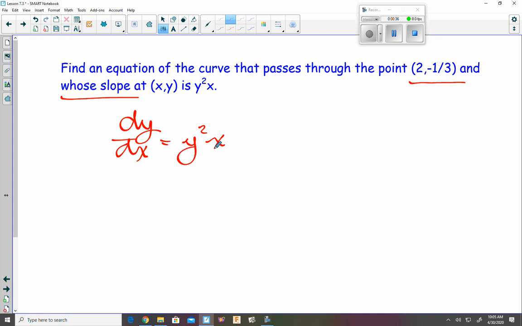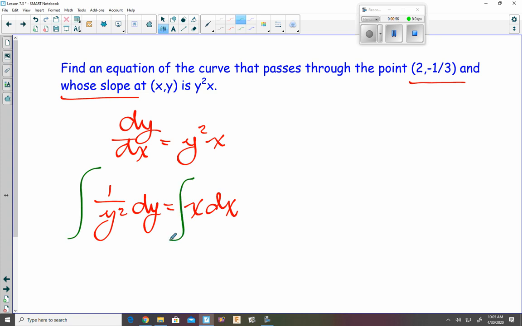So we're told that the slope, that is dy/dx, is y squared times x. So if we separate that, as we've been doing, we have 1 over y squared dy equals x dx. And so we need to then anti-differentiate both of those. We might want to think of this as being a y to the -2nd there.